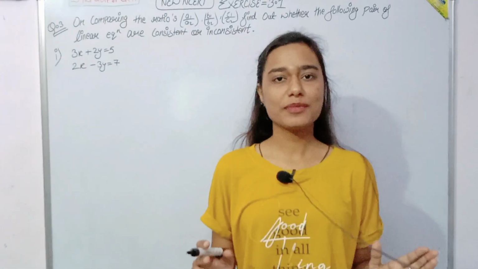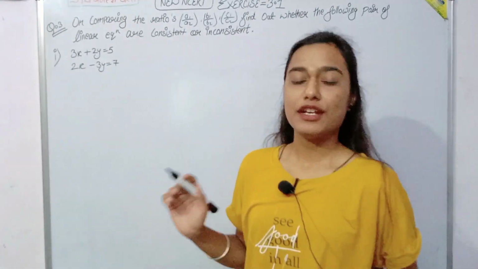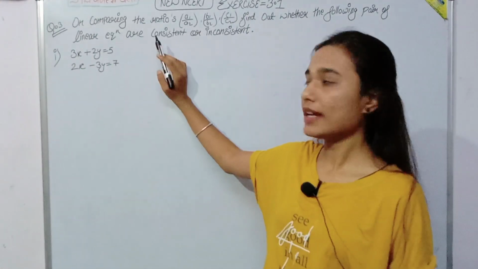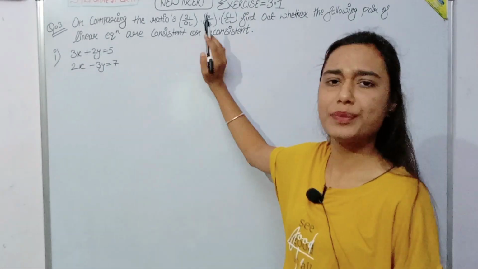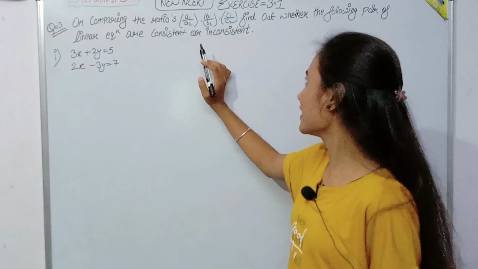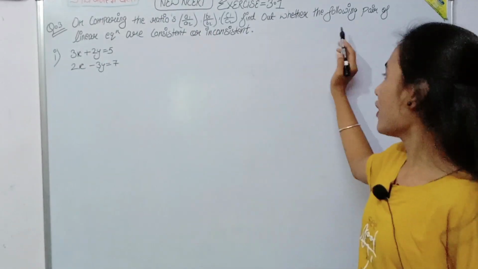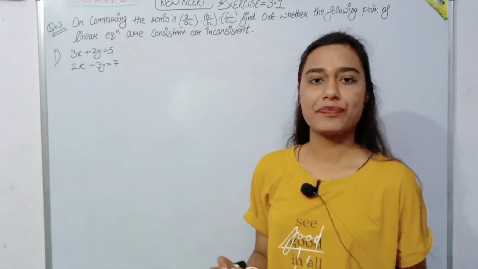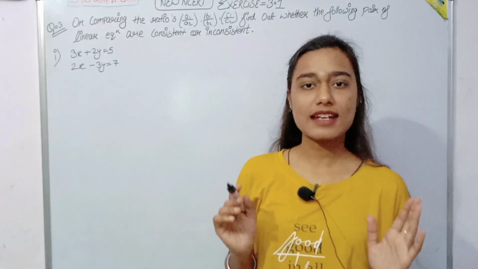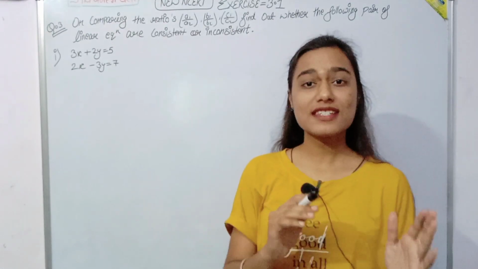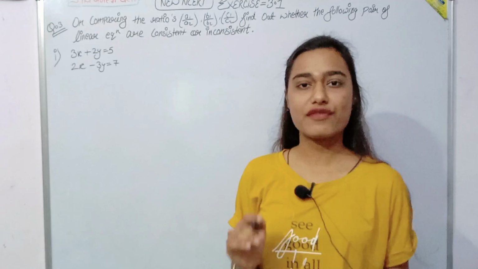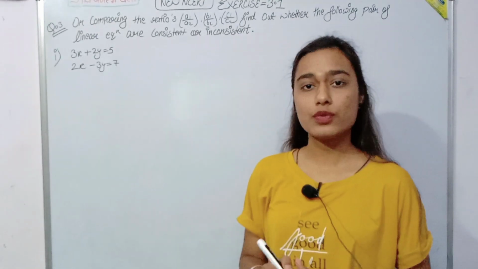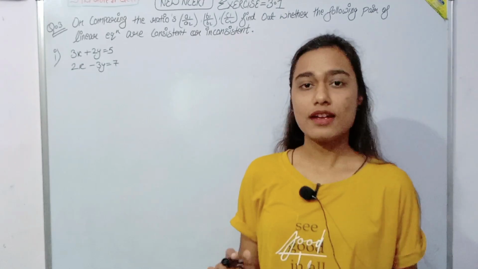Hello everyone, welcome to the series of chapter 3, in which we discuss exercise 3.1, question number 3, on comparing the ratios a1 upon a2, b1 upon b2 and c1 upon c2. Find out whether the following pair of linear equations are consistent or inconsistent. So, how do we find consistent and inconsistent values? Consistent values are those which have one solution or many solutions. Inconsistent values are those in which there is no solution.